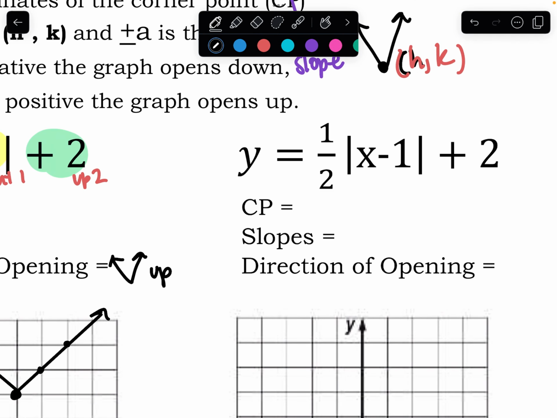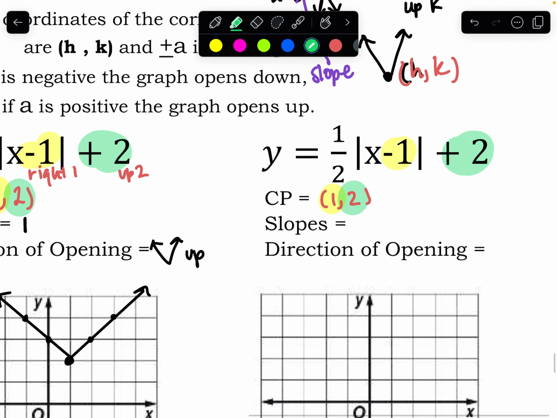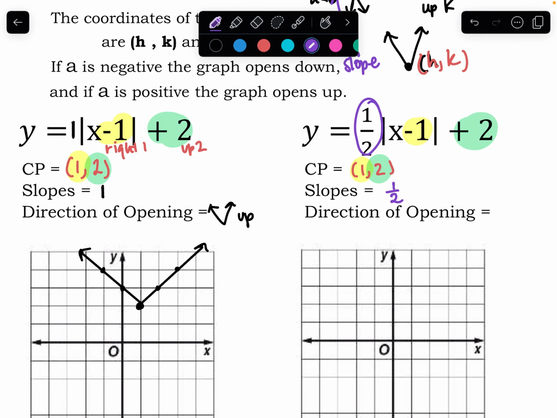Over here, we still have a right 1 up 2 situation. And so the critical point would once again be 1, 2, because we're looking at the negative 1 inside and then the positive 2 outside. And then the slope this time changed to 1/2. Okay, so you use that scale factor as your slope. And then there's no negative, so it's still opening up.